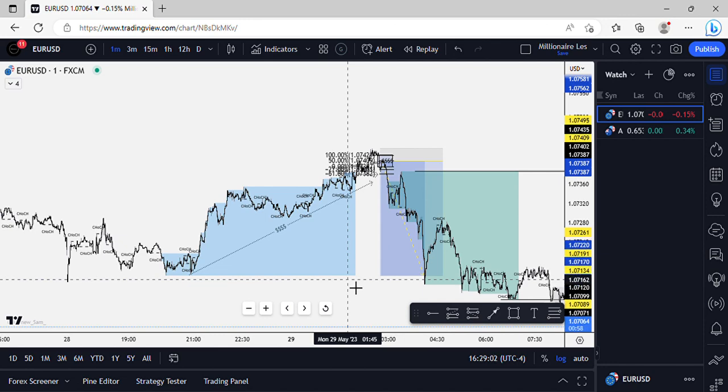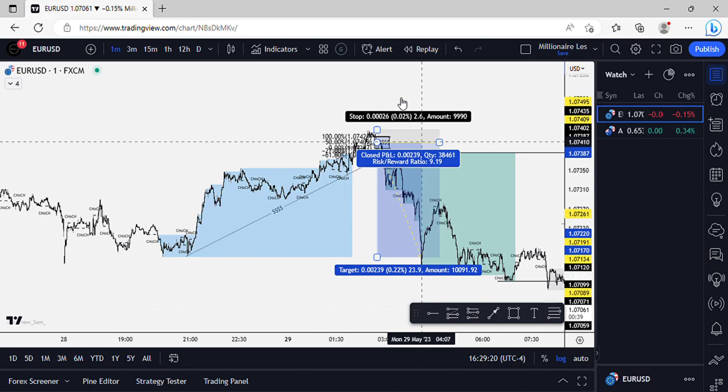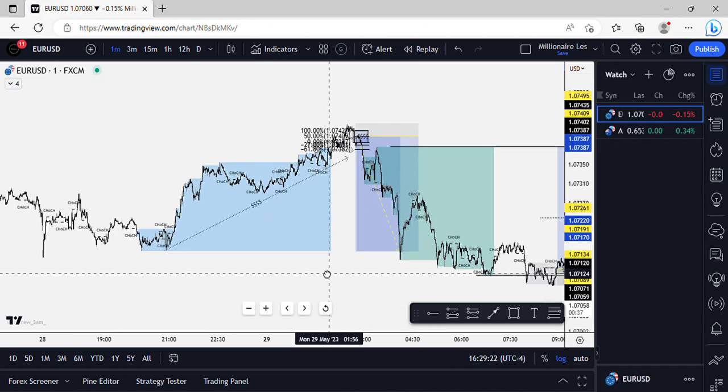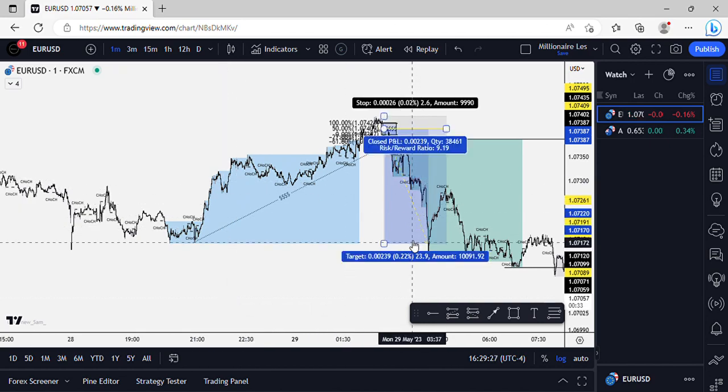So with that being said, I'm going to show you the trades that I got in today for Monday, the 29th of May. Being that it was a federal holiday in the United States, I did not necessarily want to trade New York session because I knew the volatility was not going to be that great. So I instead traded Asia into London.